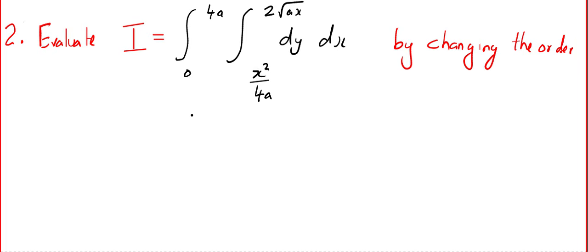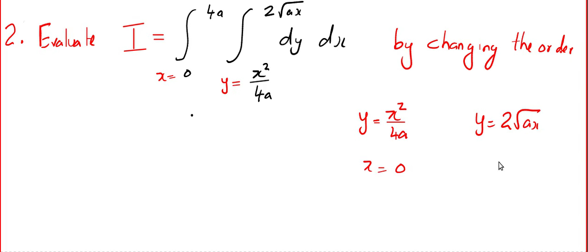Identifying the limits. And that's very easy. Look at this. The inner limit contains the variable x. So that tells me the inner limit belongs to y. And that clearly implies the outer limit belongs to x. So done with that. Number 2, you have to write the limits very clearly, like y is equal to x square by 4a, y is equal to 2 root under ax, x is equal to 0, x is equal to 4a.